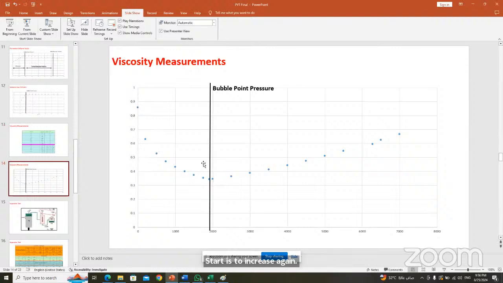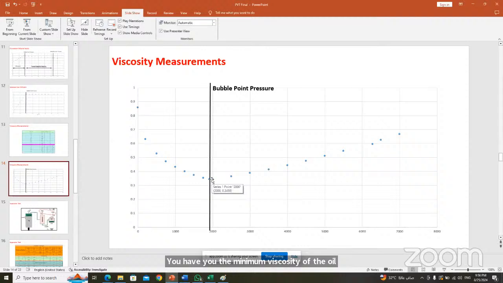So as you look at this curve, for example, if I ask the question, what is the optimum or ideal time to start water injection? Ideally, it will be at the bubble point pressure, because at the bubble point pressure, or just above the bubble point pressure, you have the minimum viscosity of the oil.